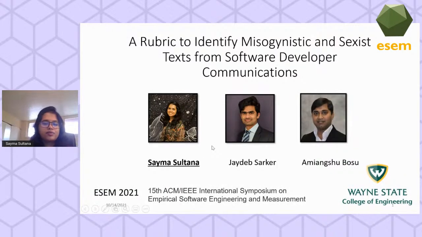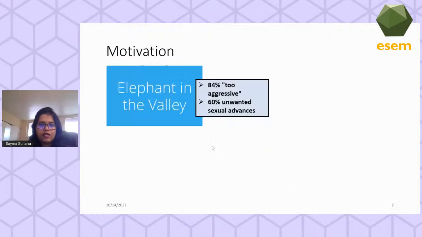Hello, everyone. I'm Saima Sultana. Welcome to our presentation. A survey called Elephant in the Valley was conducted mostly among women from Silicon Valley or the Bay Area. 84% of the participants shared that they were called too aggressive in their workplaces. Also, 60% of them shared that they encountered unwanted sexual advances in their workplace.